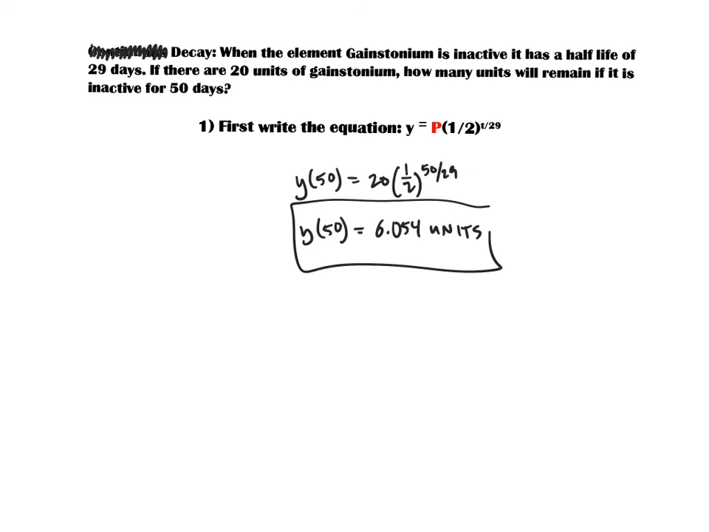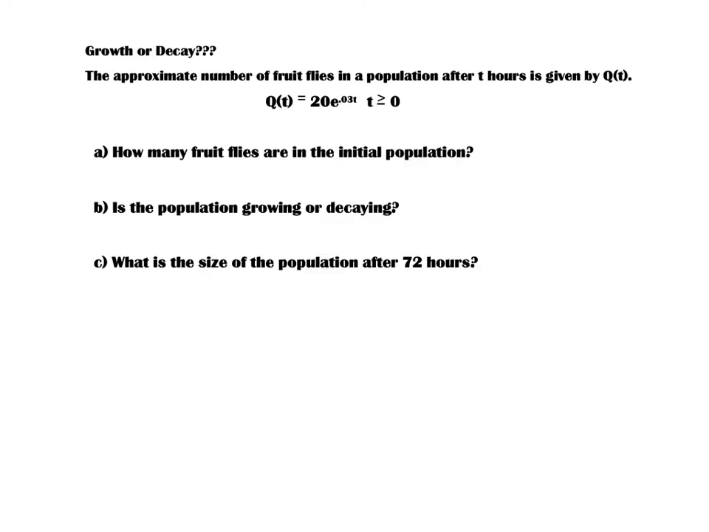Now, just a heads up, I could have written this function slightly differently as P times 2 to the negative t over 29. Using properties of exponents, 1/2 is the same as 2 to the negative 1. So these functions can look different and have different bases, but also have the same behavior. So you can see how 1/2 can turn into 2 to the negative 1. Just something to be aware of as we go through these problems, as well as the rest of the chapter.